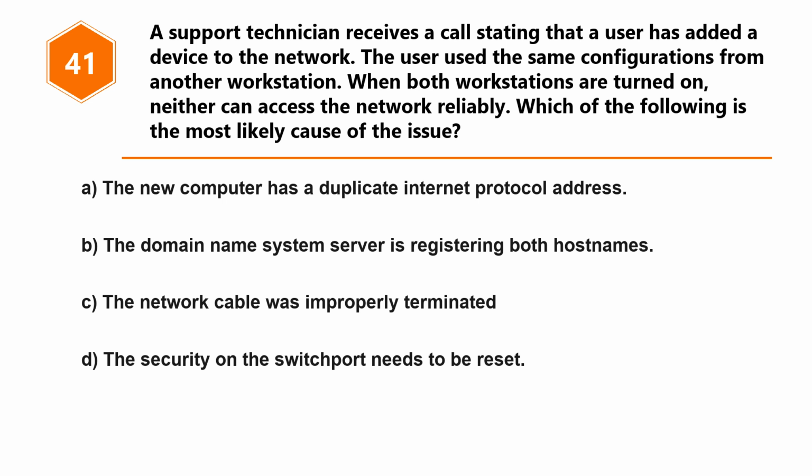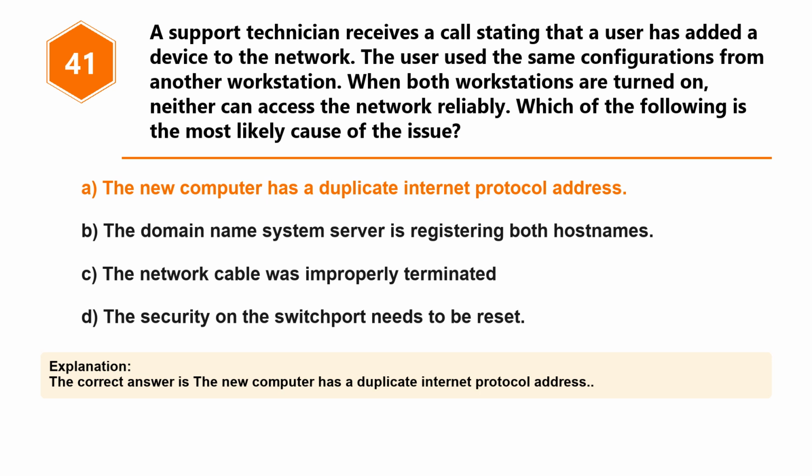Option A. The new computer has a duplicate Internet Protocol address. Option B. The domain name system server is registering both host names. Option C. The network cable was improperly terminated. Option D. The security on the switch port needs to be reset. The correct answer is option A. The new computer has a duplicate Internet Protocol address.